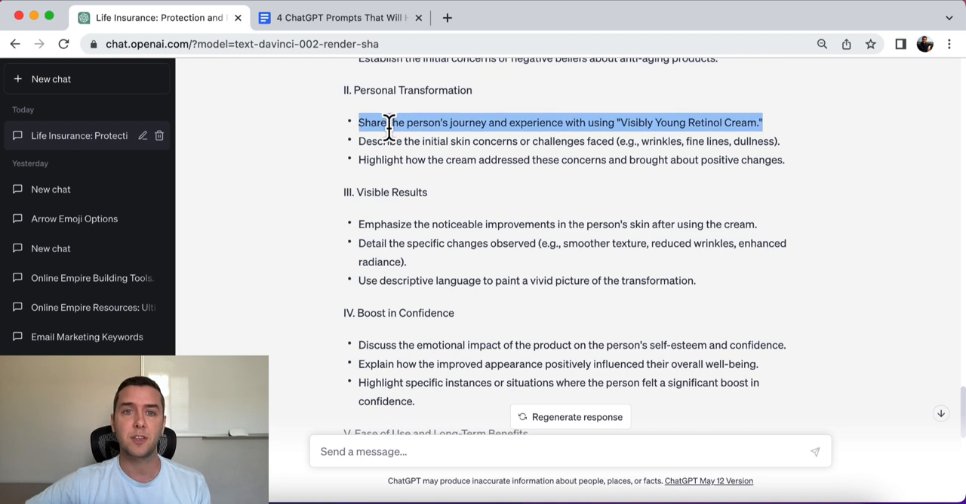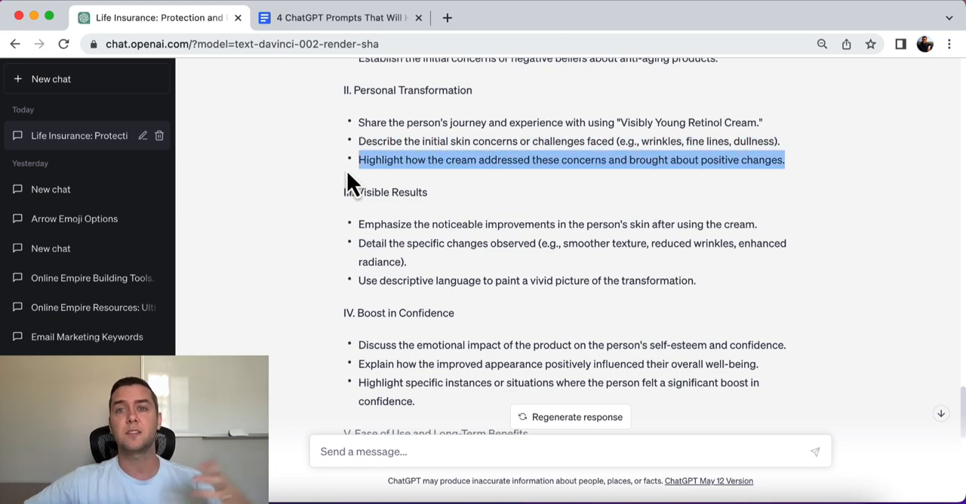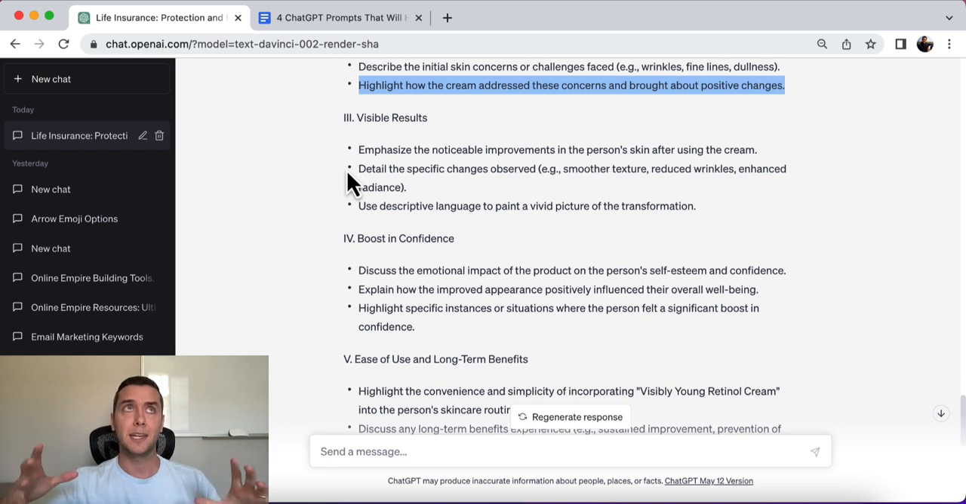All right, personal transformation. Share the person's journey and experience with using the cream. Describe the initial skin concerns or challenges that they faced. Did they have wrinkles, fine lines, dullness? And then highlight how the cream addressed these concerns and brought about positive changes. All right, you see how it's vague. It gives the person giving the testimonial control, while still giving them an outline of what's going to be effective in a testimonial.